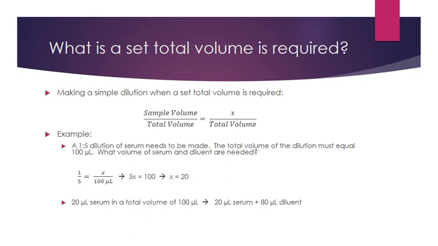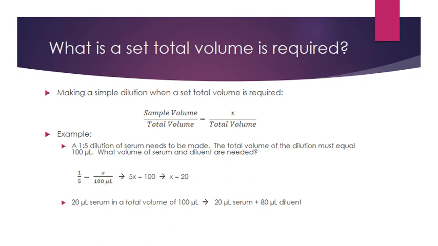Okay, so what if we need to make a dilution, but the total volume is set for us? Well, there's a formula for that. So your formula is going to be sample volume over total volume equals X over total volume. So, for example, a 1 to 5 dilution of serum needs to be made. The total volume of dilution must equal 100 microliters. What volume of serum and diluent are needed?